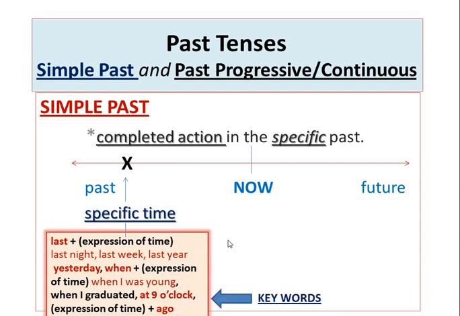And the keywords that we use for specific time are words like last followed by an expression of time. For example, last night, last week, last year, last minute. The word yesterday, or the expression when plus an expression of time, when I was young, when I graduated.